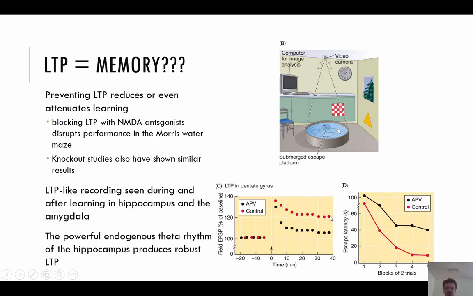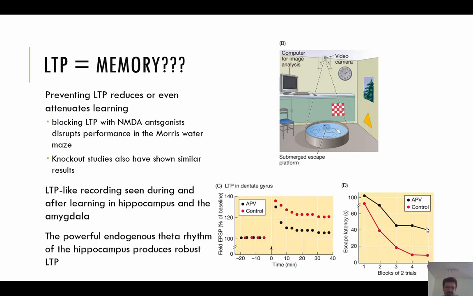Now, if you give a drug that blocks NMDA receptors, you reduce the LTP significantly. The interesting thing is you also reduce the amount of learning taking place. And experiments like this now make us think very, very strongly that LTP is a form of memory at a molecular level.